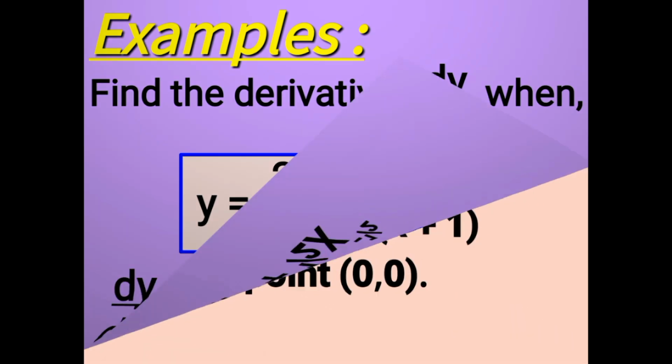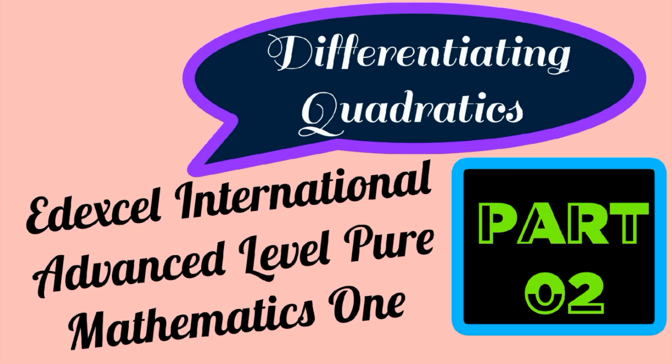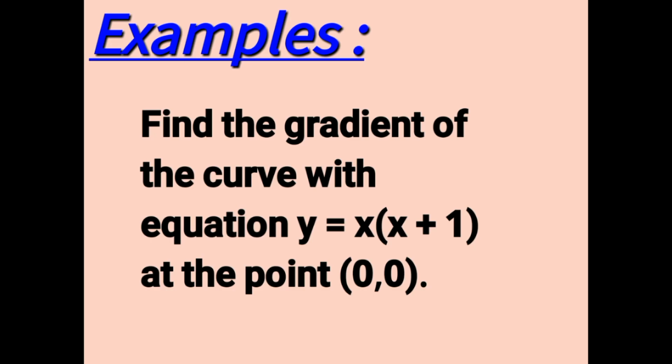Now let's take a look at a few more examples. Find the gradient of the curve with the equation y equals x times (x plus 1) at the point (0, 0). So, I've already covered how the gradient function or derivative can be used to find the gradient of the curve for any value of x in my previous PO Maths video. If you want, check it out for more details.